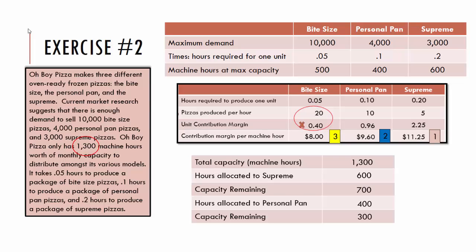Well, what should we do with this? Well, the bite size, even though it's the least profitable, is still a profitable line. So let's allocate that full 300 remaining machine hours to the bite size brand line.